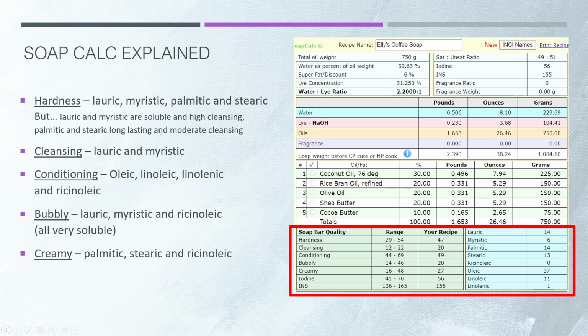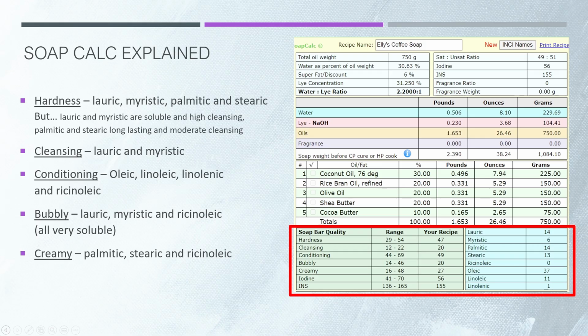So hardness in Soapcalc is calculated on the basis of how much lauric, myristic, palmitic and stearic acids are in the soap recipe, which makes sense because they all make hard soap. But just be aware that you might have a soap that's really high in lauric and myristic, for example 100% coconut oil soap, and it's going to tell you that it's a really hard soap. But remember that lauric and myristic acids make soluble and really highly cleansing soap.